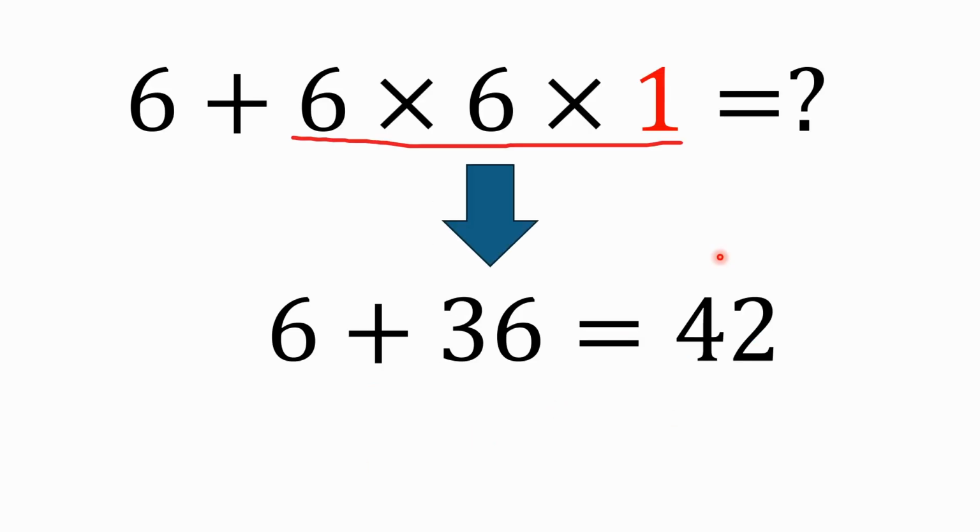I'll go through that and explain it. But 6 times 6 is 36. You do not blindly solve left to right. Multiplication has precedence over addition and subtraction. So we got a couple things going on here. There's a couple concepts that people are missing.